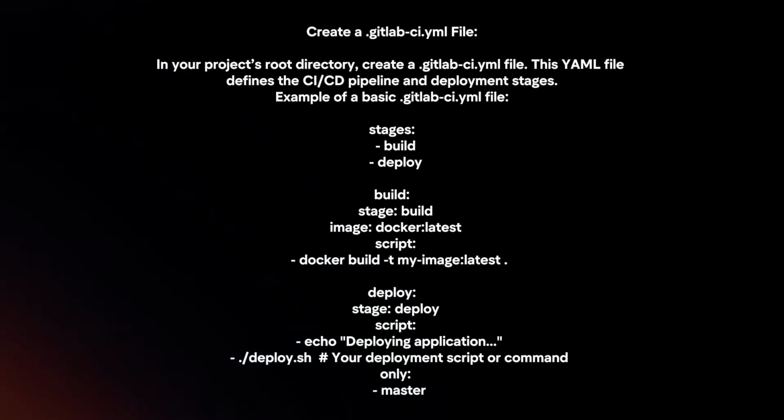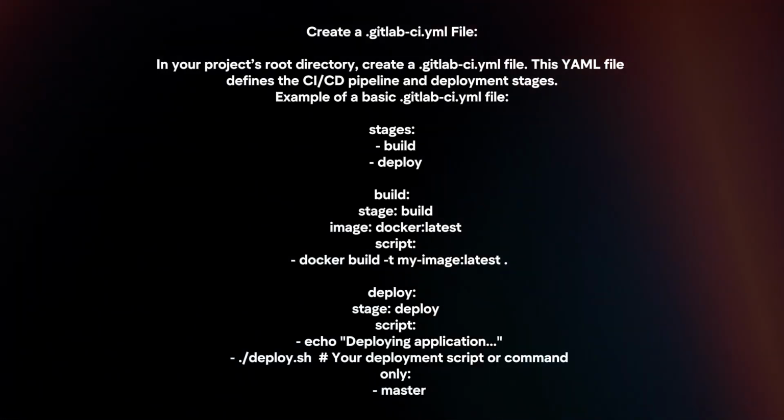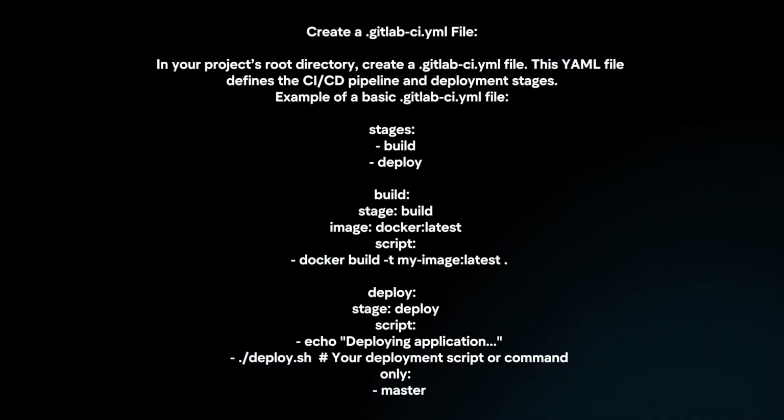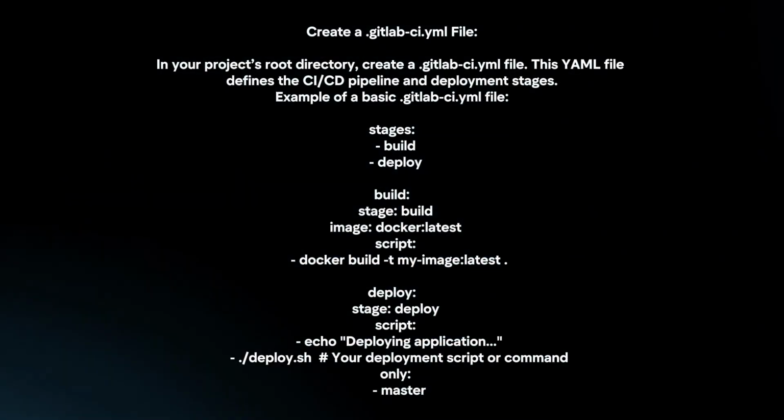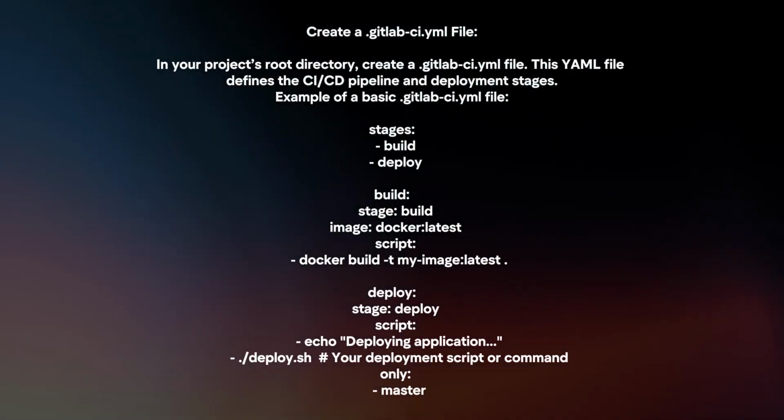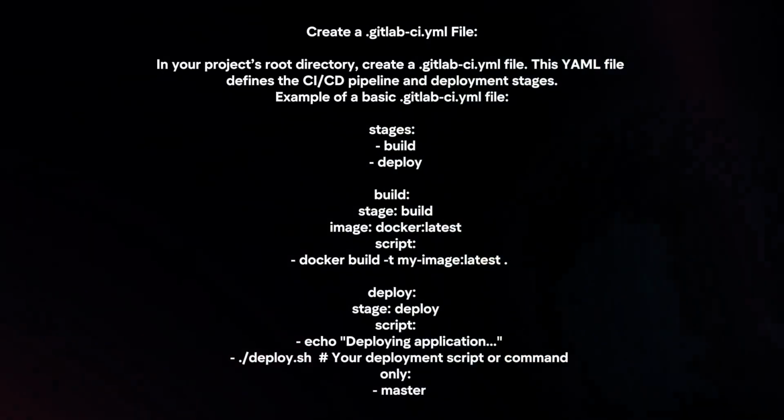Create the .gitlab-ci.yml file. In your project's root directory, create the .gitlab-ci.yml file. This YAML file defines the CI/CD pipeline and deployment stages. Example of a basic .gitlab-ci.yml file.